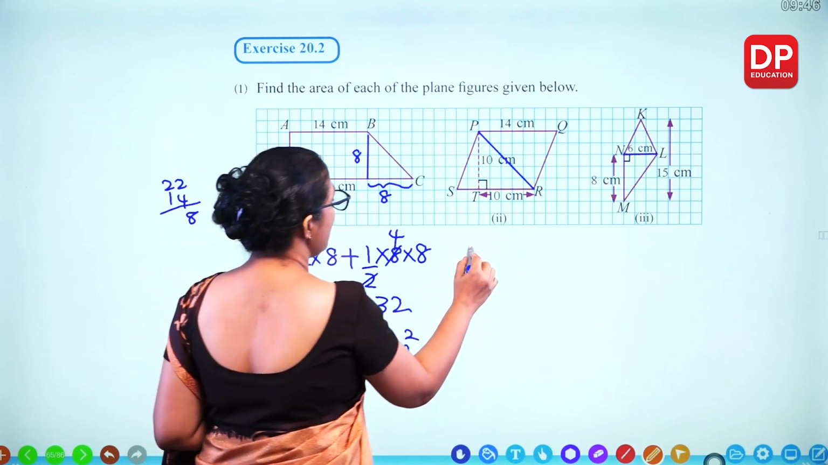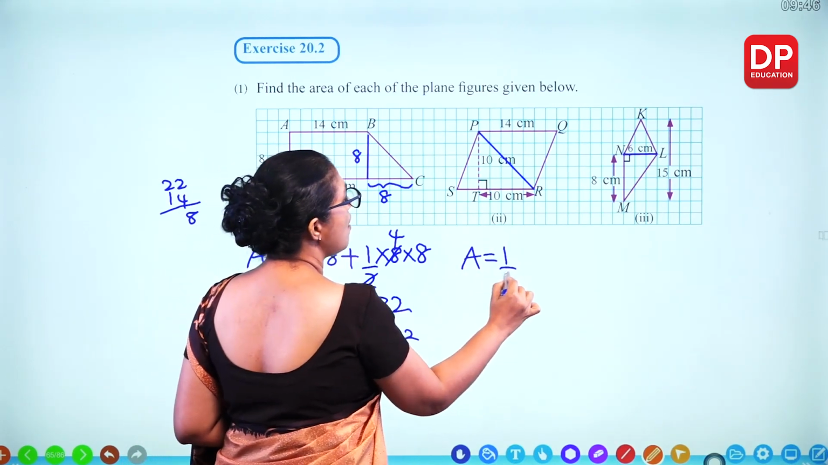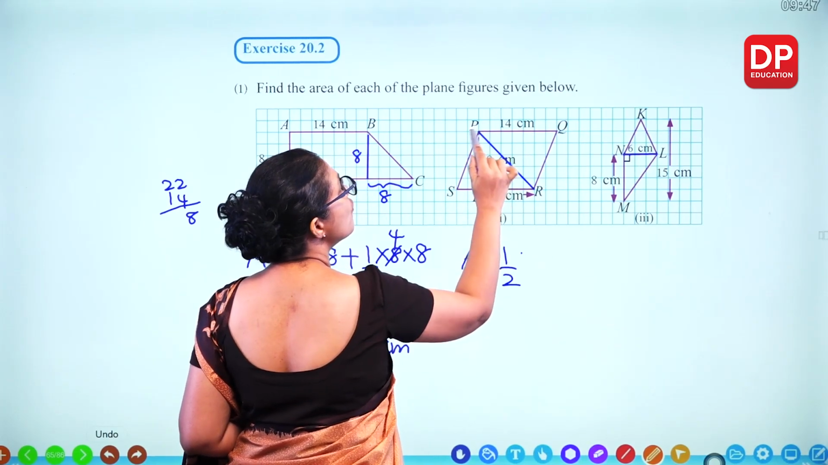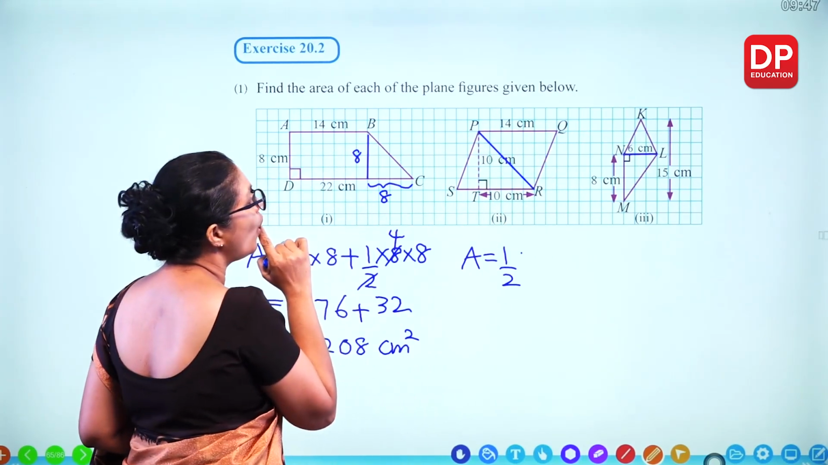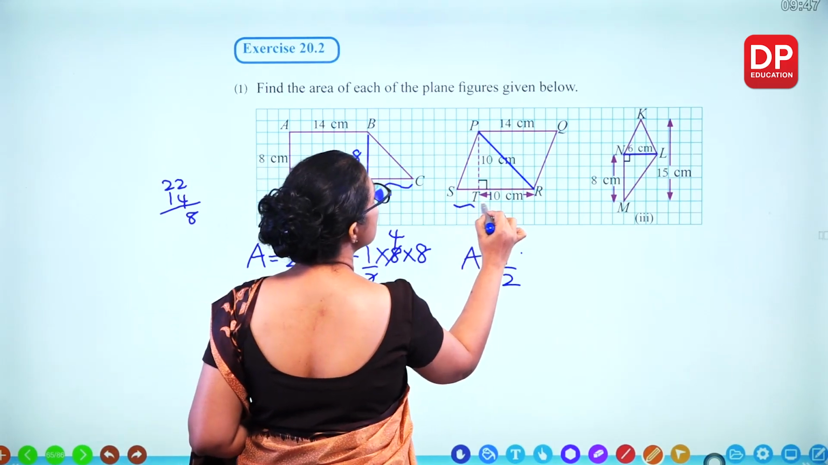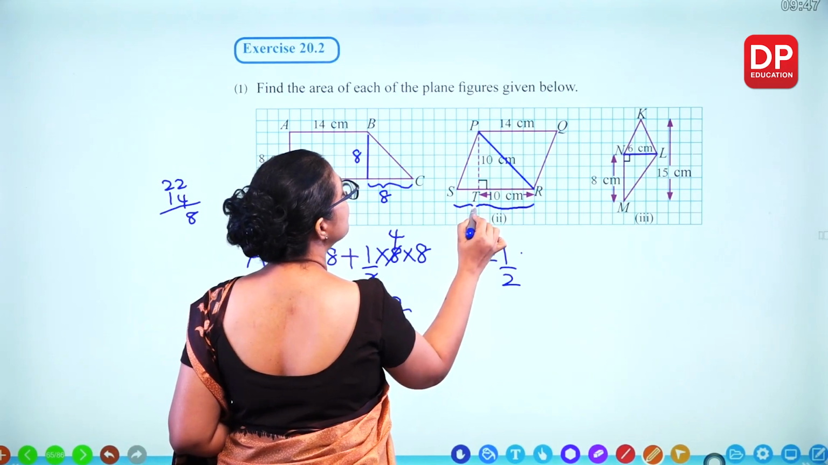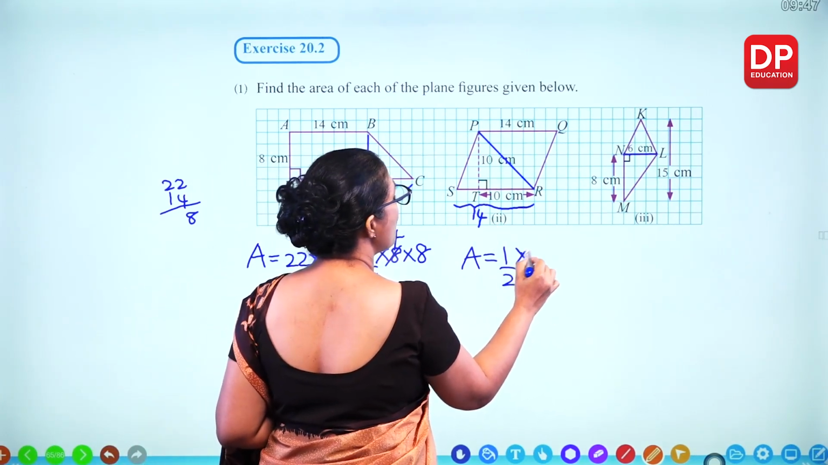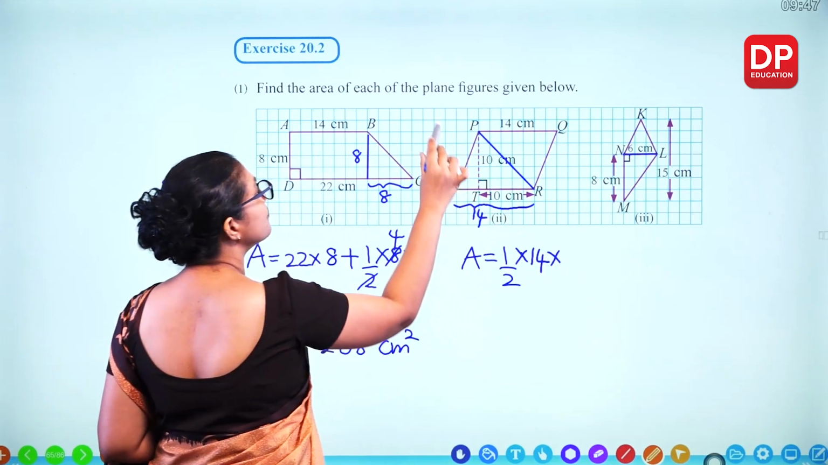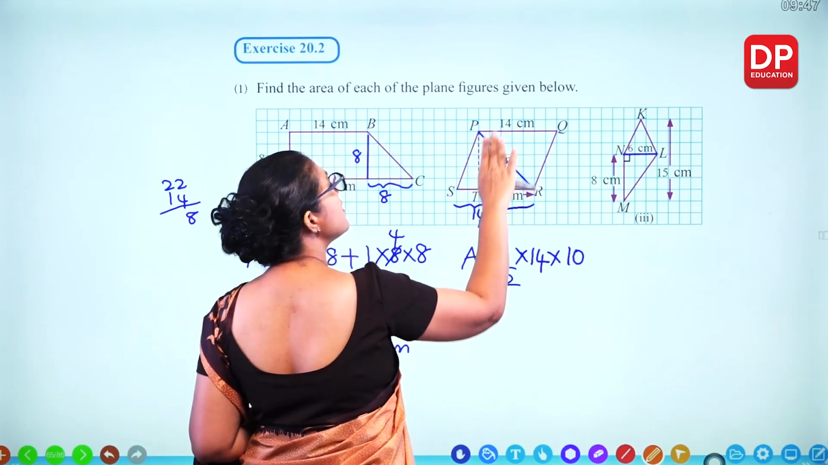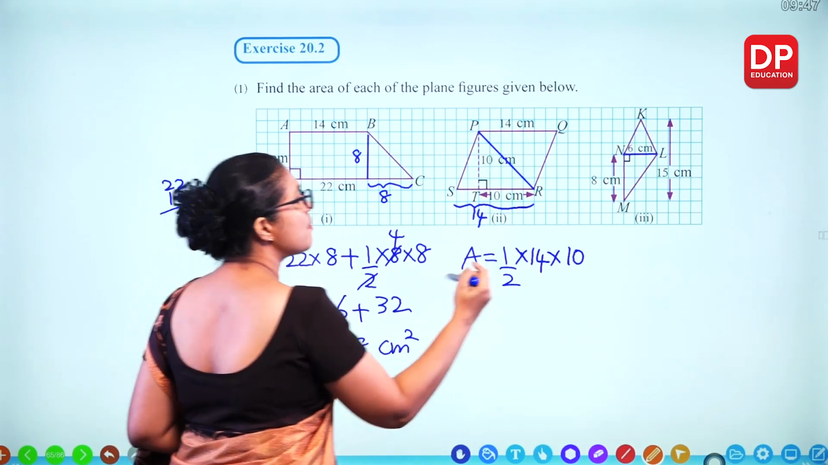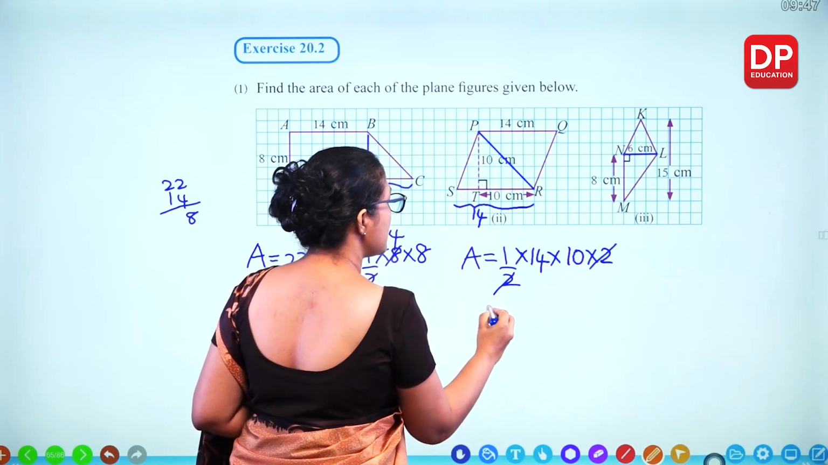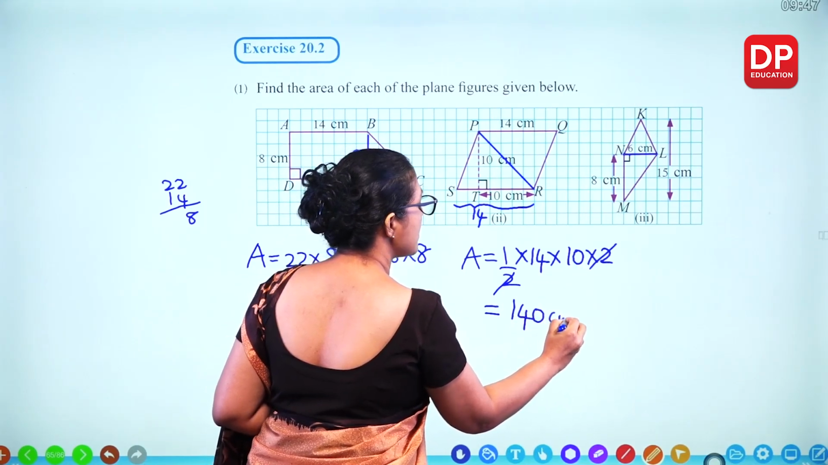This one, area of two triangles, half into, this length is 10. So what's the full length? This length is equal to 14. Full length is 14. So what's the PSR triangle? Half into 14 into 10, and you get the same triangle there. So multiply by 2. Same area. What's the area? 140 square centimeters.